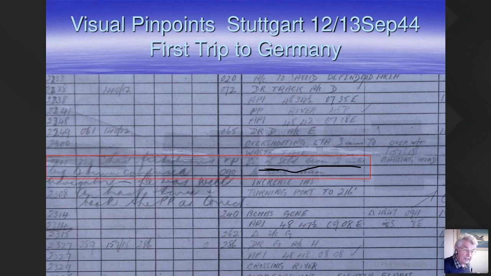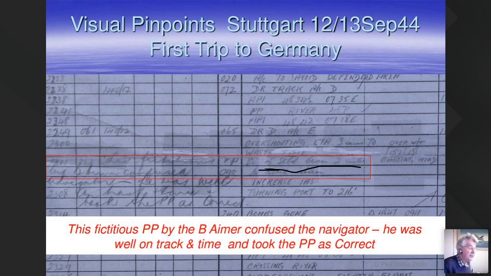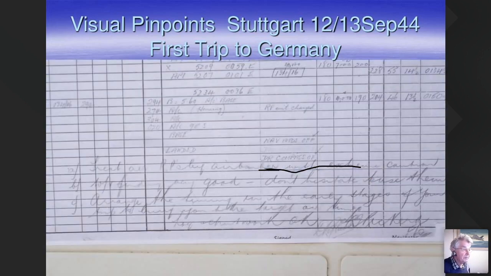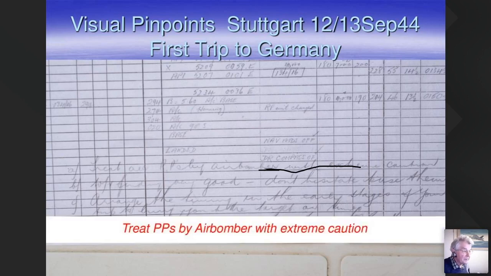The navigation leader didn't like it at all. This fictitious pinpoint by the bomb aimer confused the navigator. He was well on track and time and took the pinpoint as correct. And at the end of the trip, he has a little bit of advice. He says, treat pinpoints by the air bomber with extreme caution.